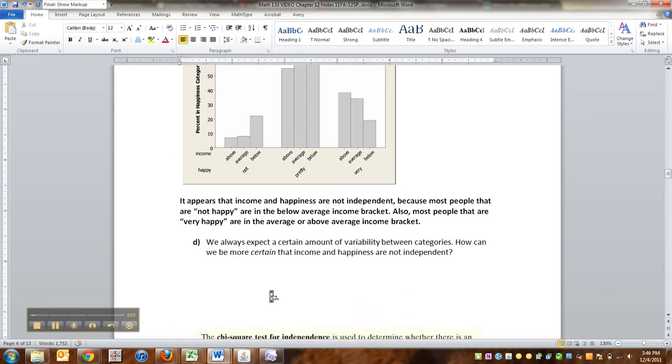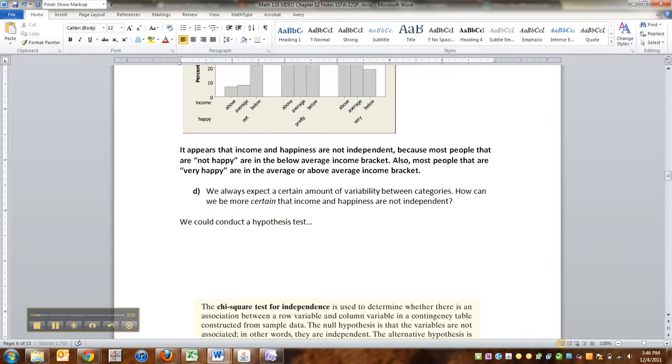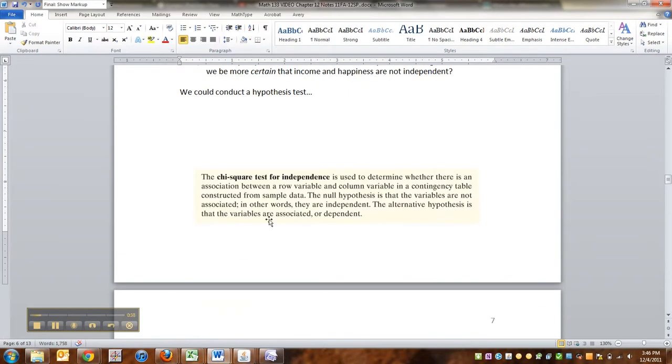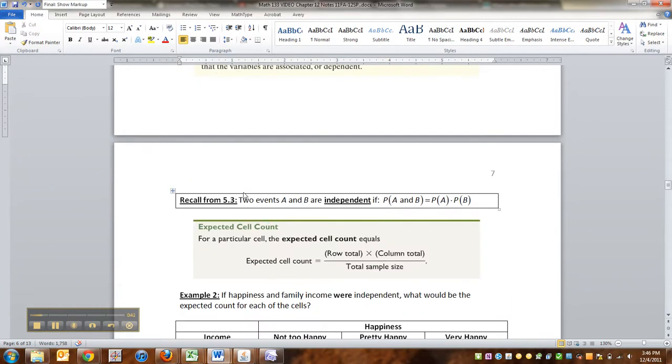So we always expect a certain amount of variability between categories. How can we be more certain that income and happiness are not independent? We could conduct a hypothesis test, right? Something called perhaps the chi-square test for independence. Yes. All right. So how does the chi-square test for independence work?